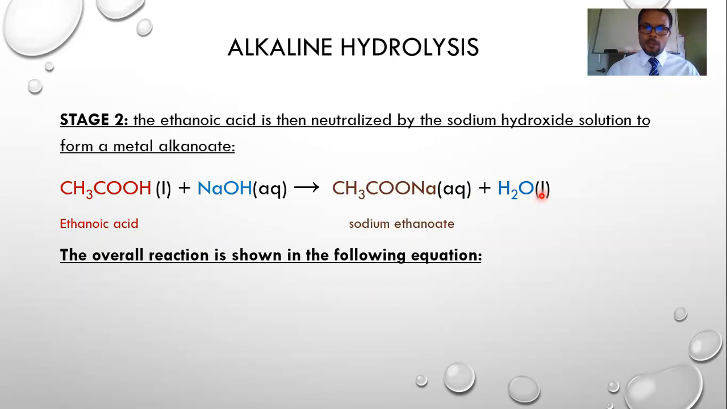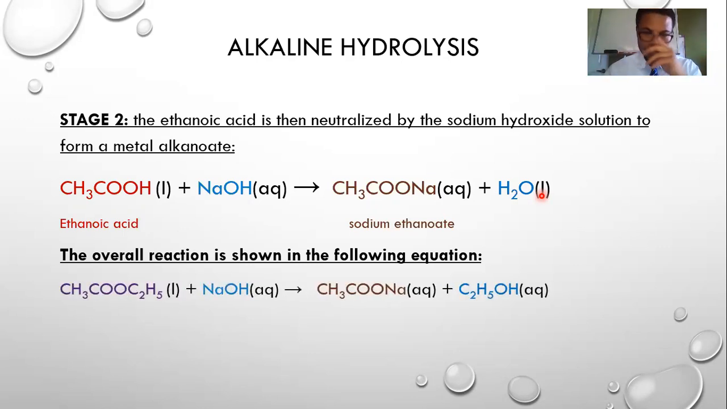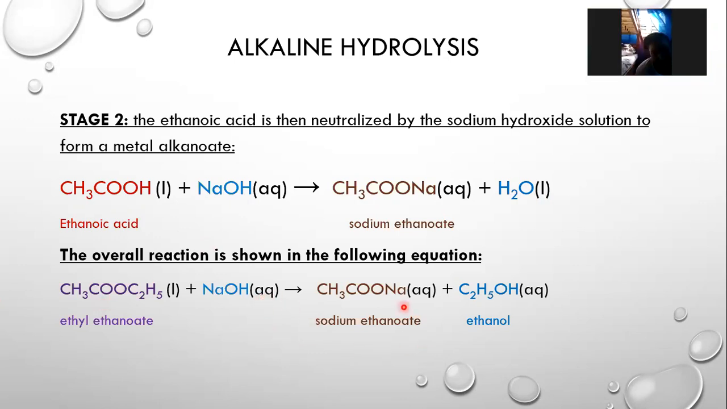So if we look at the reaction overall now, marrying all the stages together, the stages are just to let you see what happens in the reaction. But the overall reaction is written like this: ethyl ethanoate reacts with sodium hydroxide, forming sodium ethanoate and ethanol.